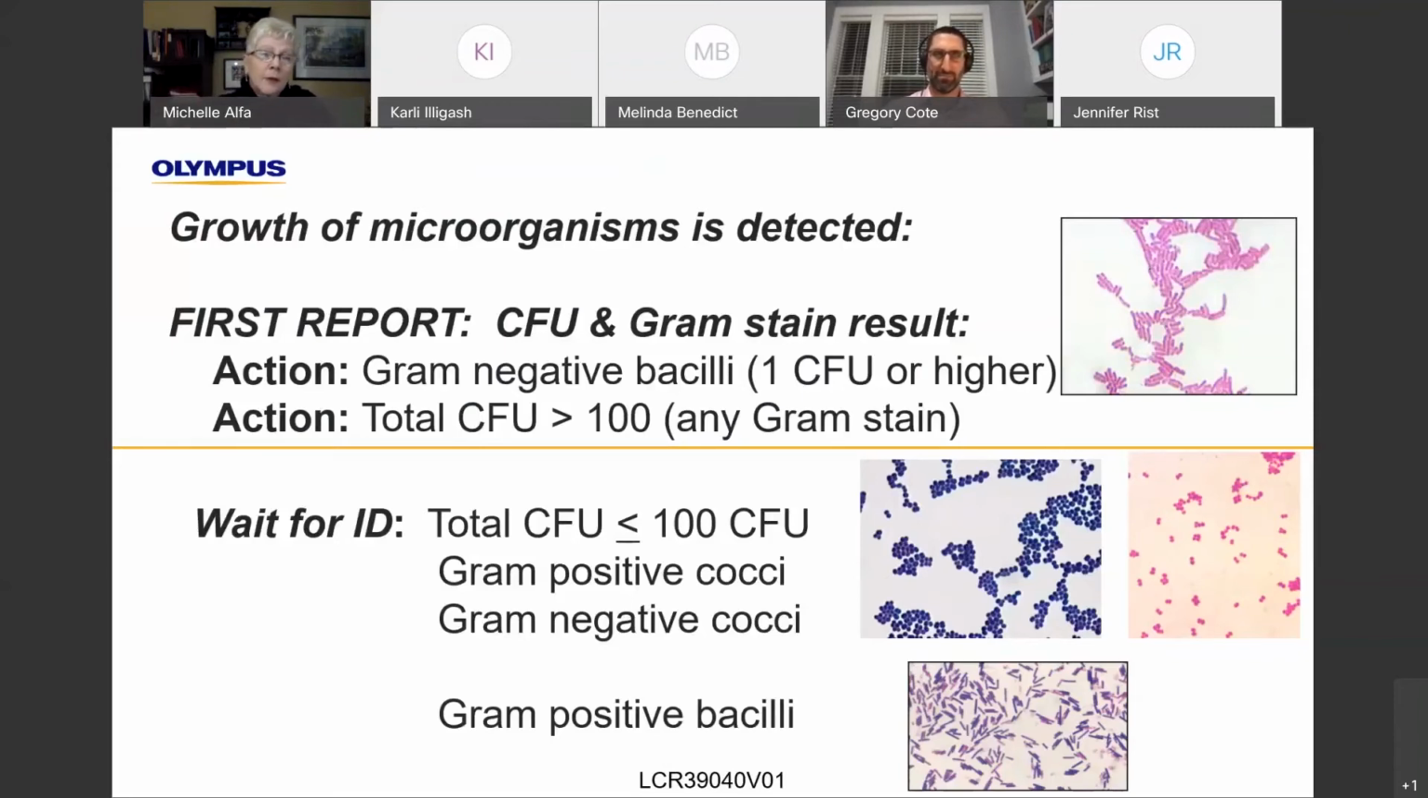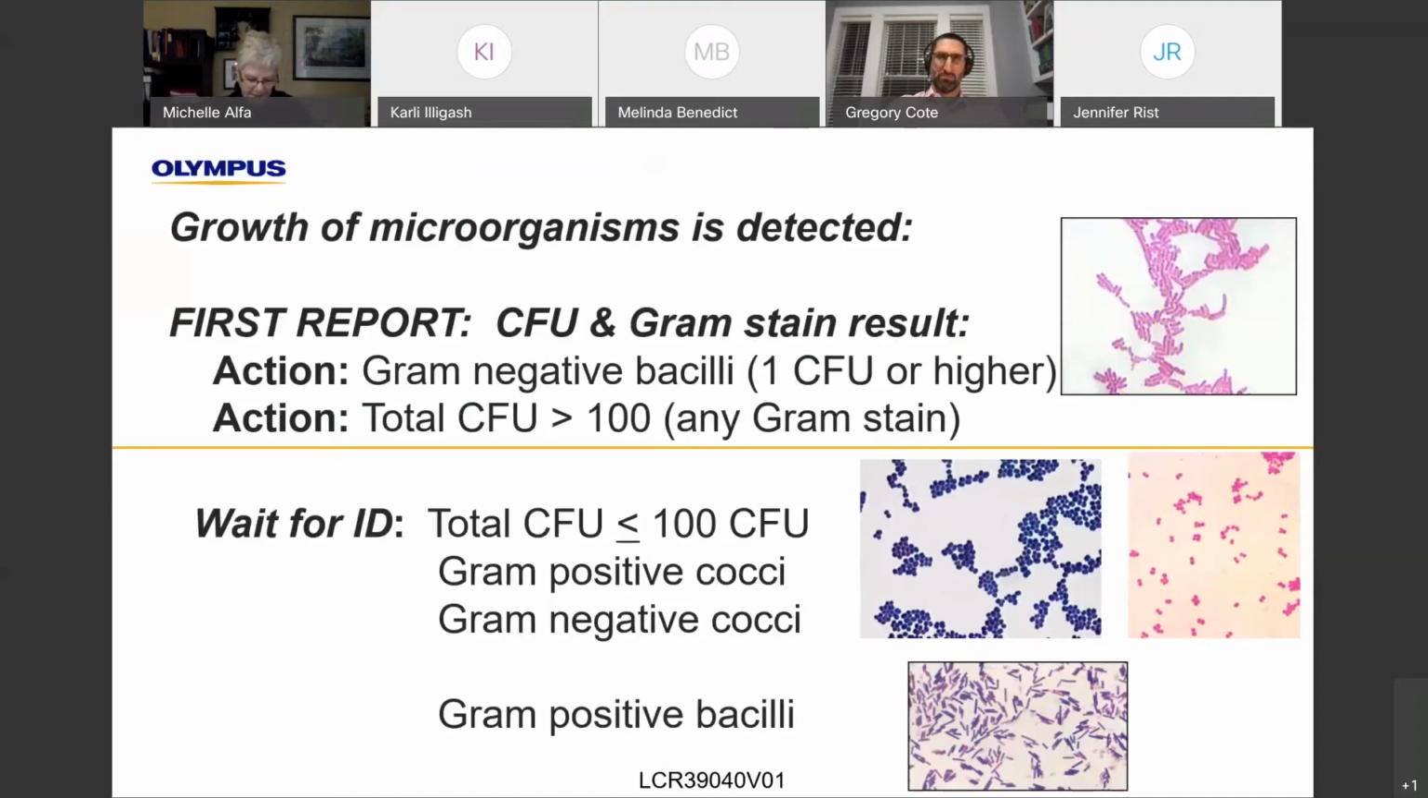So for example, a gram-positive cocci could be a Staph aureus, which is a high concern organism, or it could just as easily be a Staph epidermidis, which is not a high concern organism. And so, in terms of what you can do when you get that first report back, this is an example of what you can act on and what you probably need to wait on because you don't know what level of organism it is.